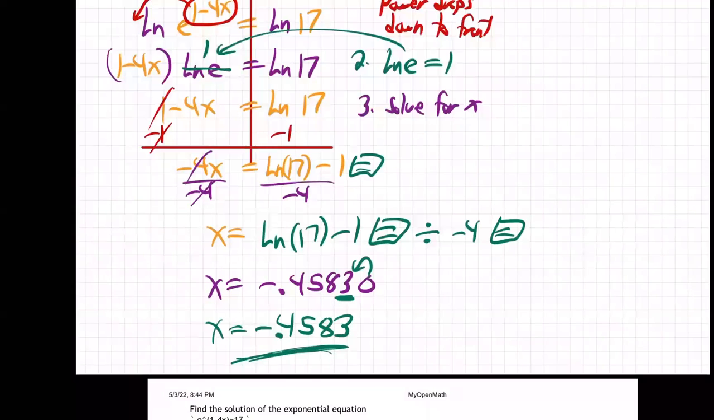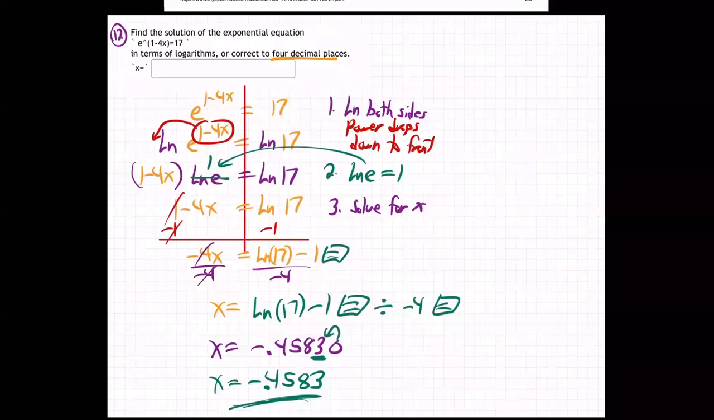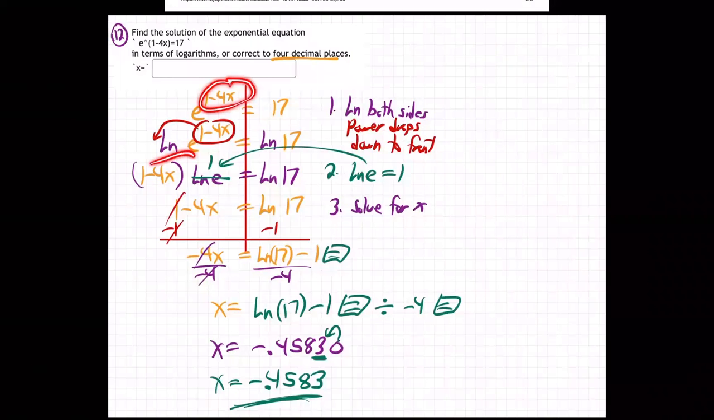All right. So recapping then, when you have x in the power zone, you got to ln both sides because that allows the power to drop down. Then ln of e is just 1 because they're opposites. Right? The natural log is the base e. So when you put an e next to it, they just cancel. It's just 1. So then you got the x on the ground. You just solve for x. And so go through the steps to get x alone and hit the buttons on your calculator. And there we go.